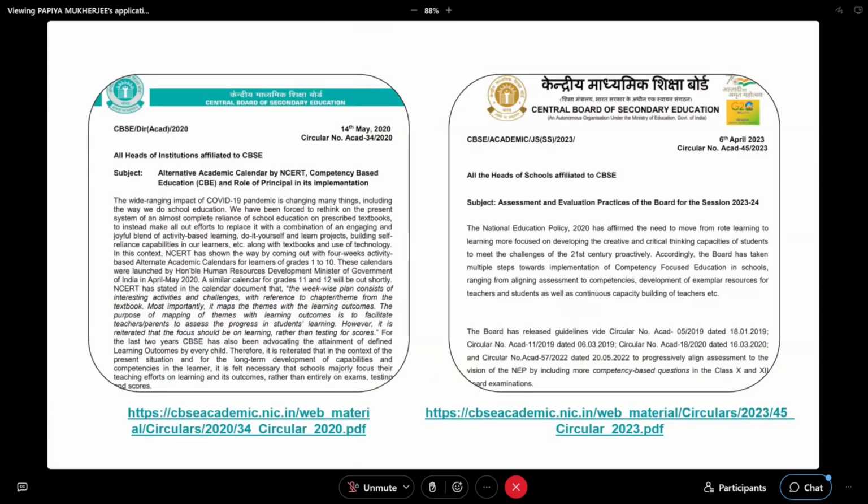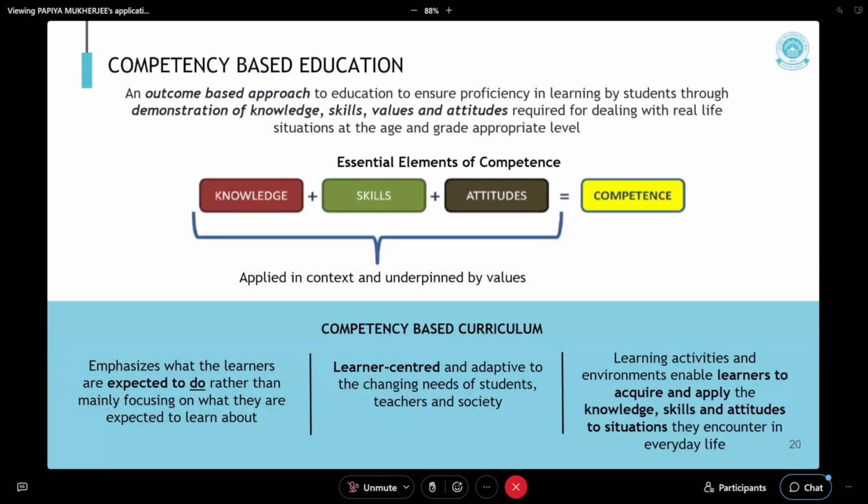These are the CBSE circulars that have been given to introduce it. What is competency-based education? All of us by this time know that it is an outcomes approach to education to ensure proficiency in student learning by demonstration of knowledge, skills, values, and attitude required for dealing with real-life situations at an age- and grade-appropriate level, which means knowledge plus skills plus attitude, when applied in a real-life context and underpinned by values, is what is termed competence.